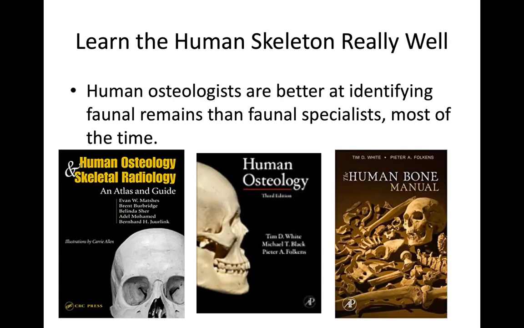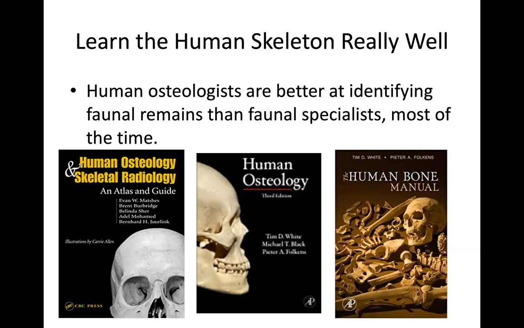They're really great to have on a tablet or a phone so that you can easily compare stuff in the field. And the reason I emphasize that you really have to get to know the human body is that human osteologists on average are better at identifying faunal remains than faunal specialists, because we spend our entire career getting to know one species. So we can say whether or not it's human really quickly. And then after that, it defaults to animal.